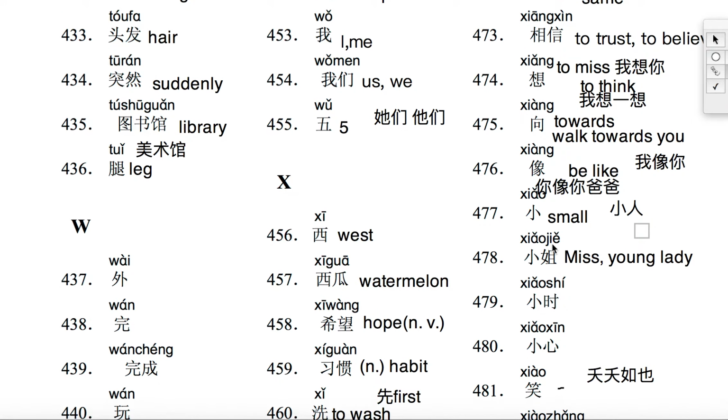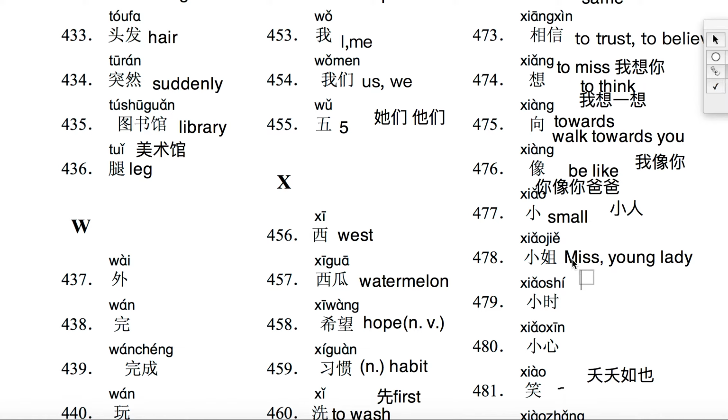478, 小姐. So little, 姐 means elder sister, so little elder sister, it means young lady, or miss. For example, you can put a Chinese surname in the front, in the beginning. Let's just say a common Chinese surname, Zhang. You can say Zhang Xiaojie, that means Miss Zhang.